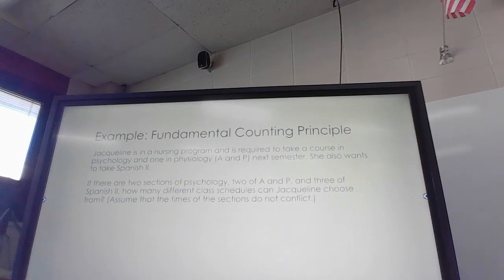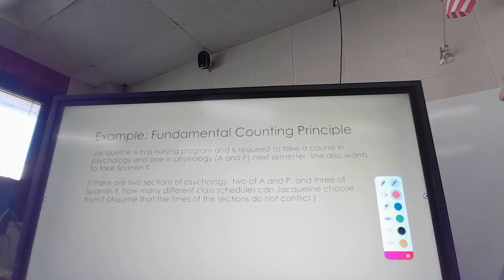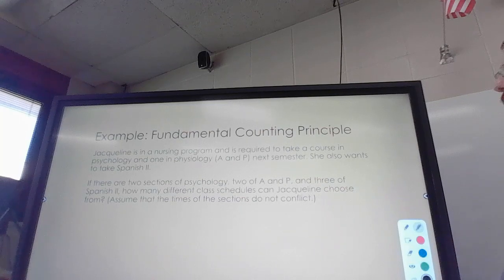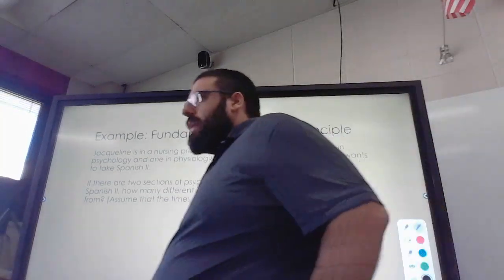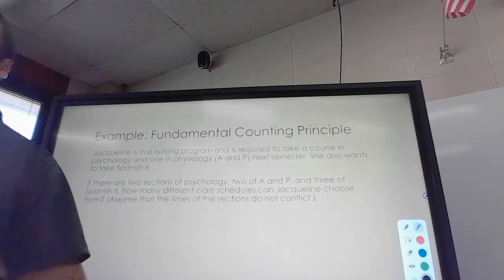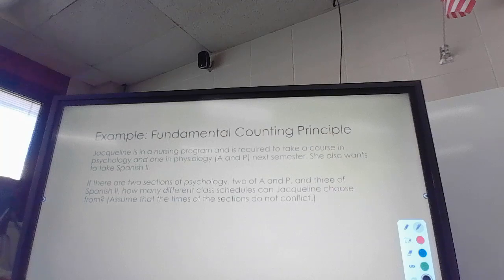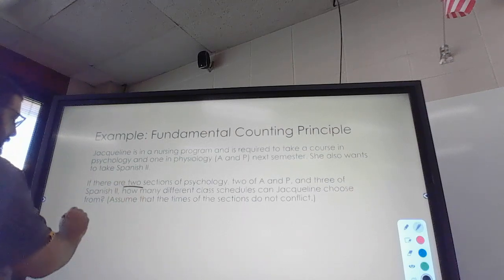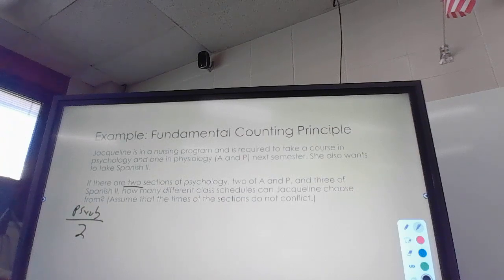We're going to assume that the times of those individual classes do not conflict. So if we're trying to figure out the number of possible outcomes that can come from her choosing this class schedule, we have to look at how many outcomes are possible for each choice that she makes. For example, she wants to choose psychology. How many sections of psychology are there for her to choose from? 2. So there are 2 possible sections of psychology.